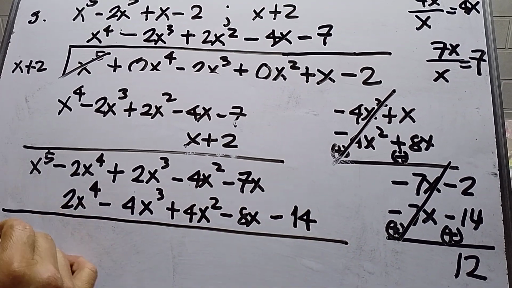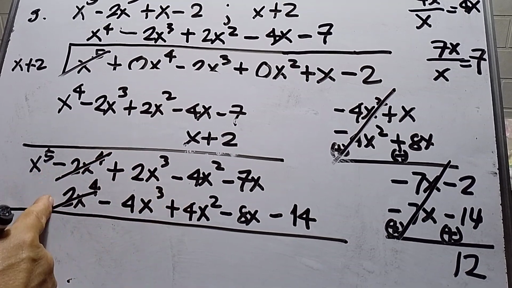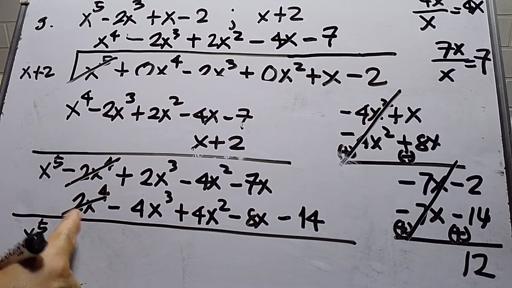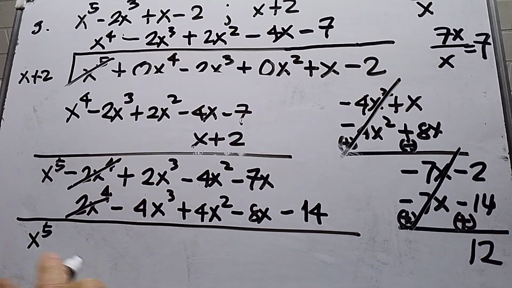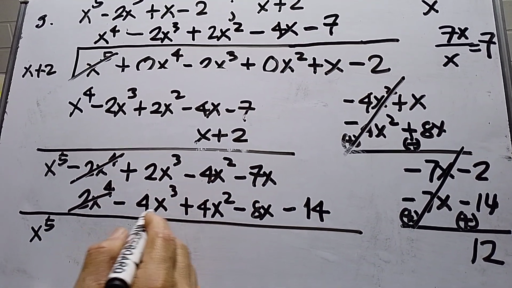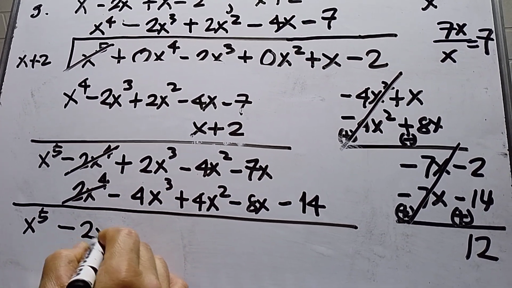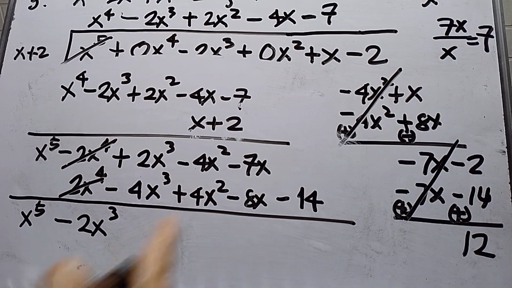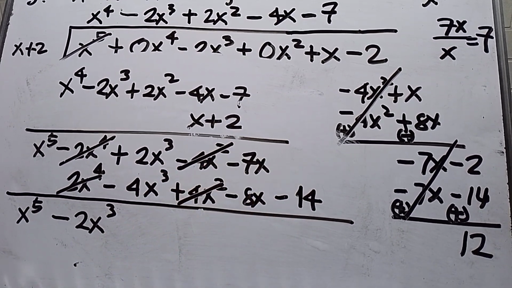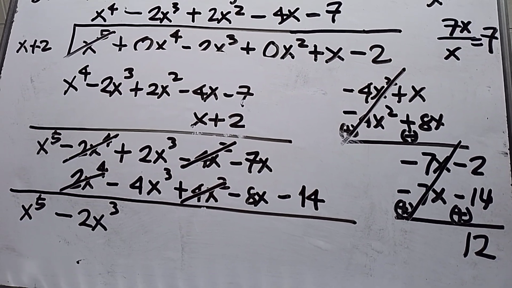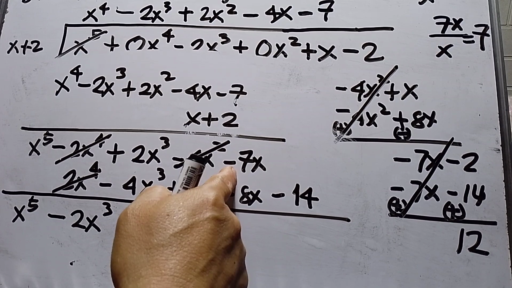Okay, so bring down x to the fifth. Cross out because negative and positive have the same coefficient and the same exponent or variable. How about this one? Negative 4x cubed and then plus 2x cubed, so minus 2x cubed. Then this one, the same, cross out. Negative 7x. And then this one, what happened to this one? Negative 7x.